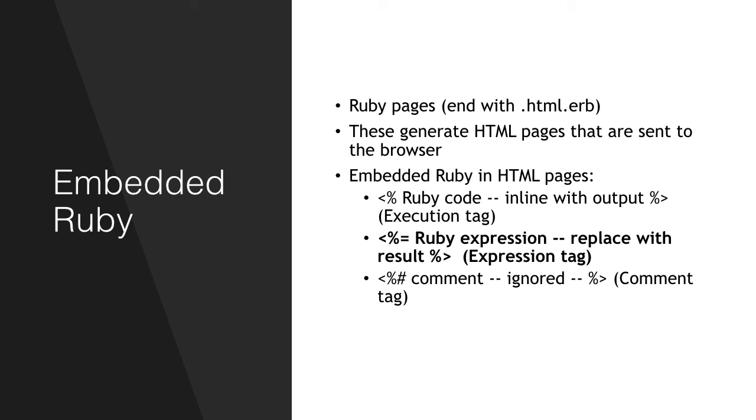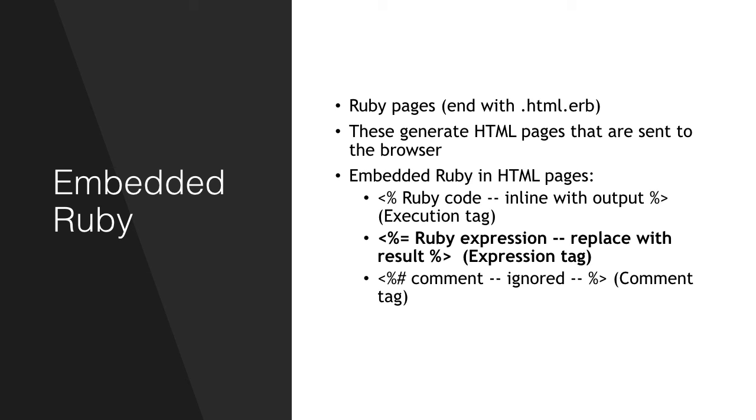There are three basic ways of defining embedded Ruby in these pages. The first one, that execution tag, simply executes whatever the code is that is within those brackets. And it's important, you've got your angle bracket, %, you do your code, and then you end it with % and the opposite angle bracket. That just executes a line of code. It could be like for each do something. Your end tags, for instance, have to end up in this type of tag.